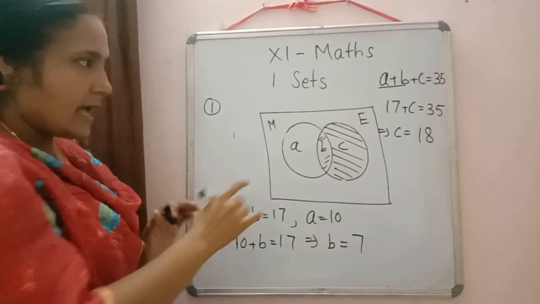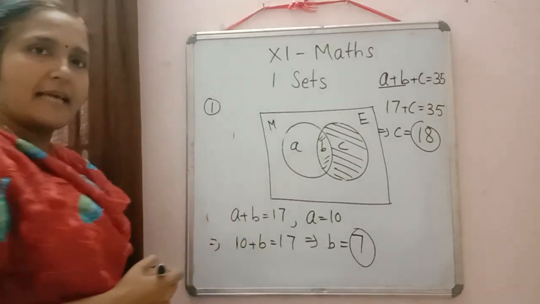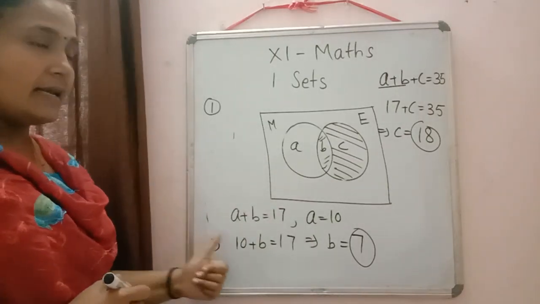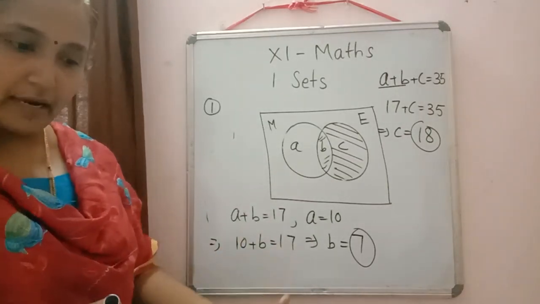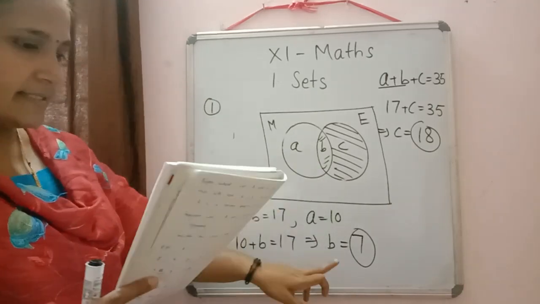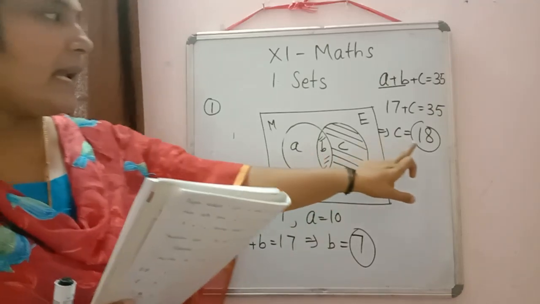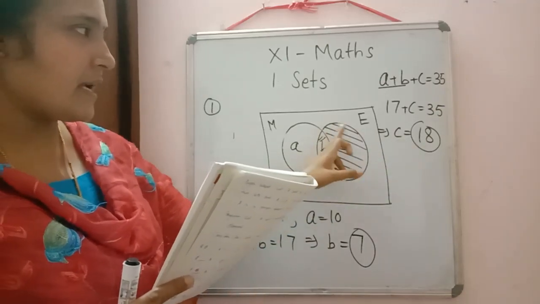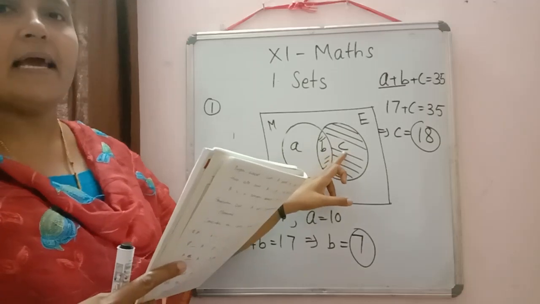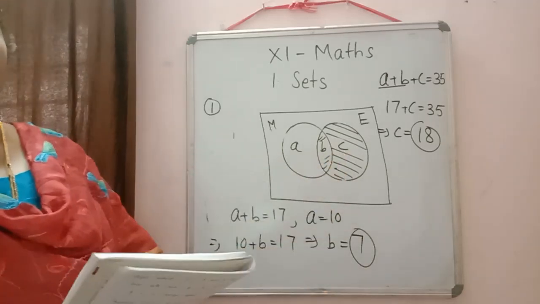So here are the answers to our two questions. First is 7 and second one is 18. So at last, write down the answer statement. What will we write? 7 students have taken both maths and economics, and 18 students have taken only economics. Clear? Okay. So we'll move to the next question.